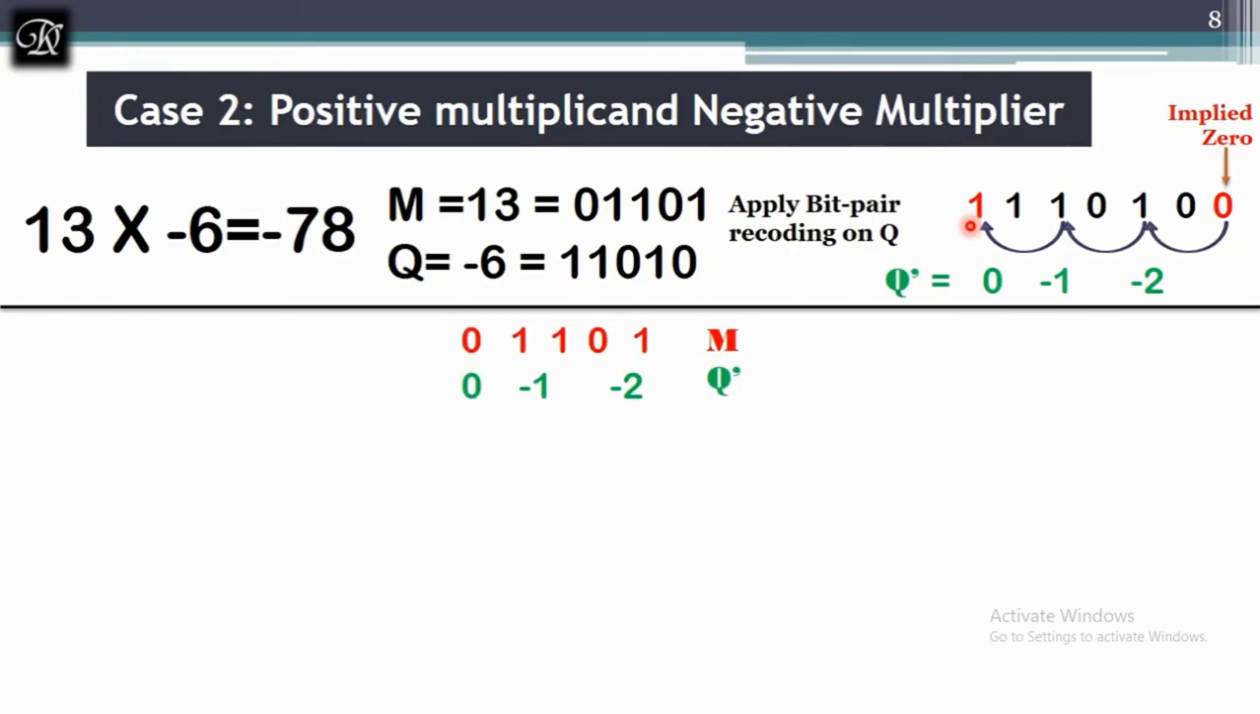Please remember to mention the sign of the new multiplier. Don't forget it, because if you forget it, then the answer will be different. You have to mark it positive even though it's positive, and if it is negative, you have to mark negative. Don't leave out the sign when it is Q dash.